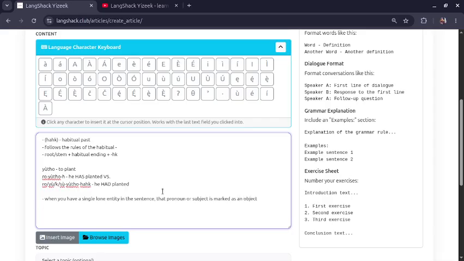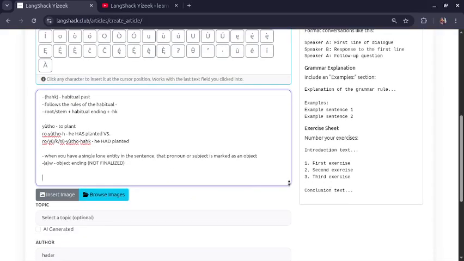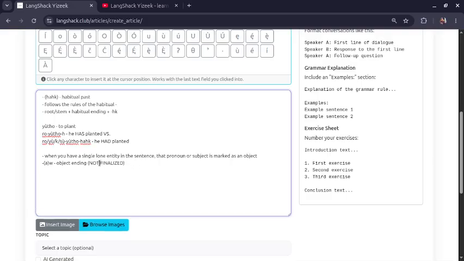So this ending can vary. I haven't done any research about this in the grammar yet, but it seems like ow is the object ending. We'll just put "not finalized" because it's not finalized or confirmed. Yeah, not confirmed.